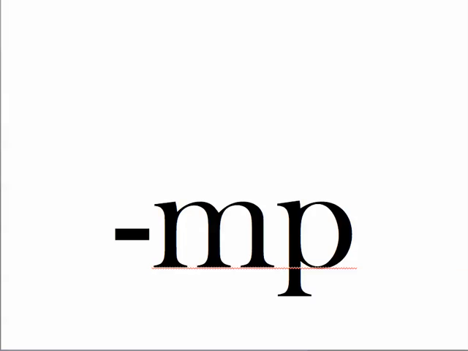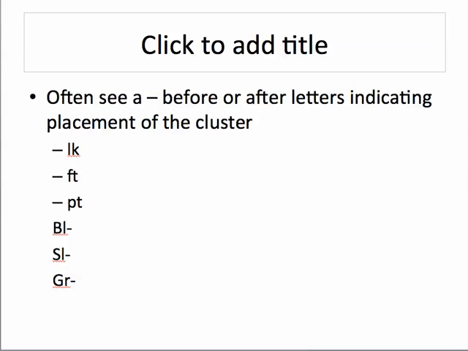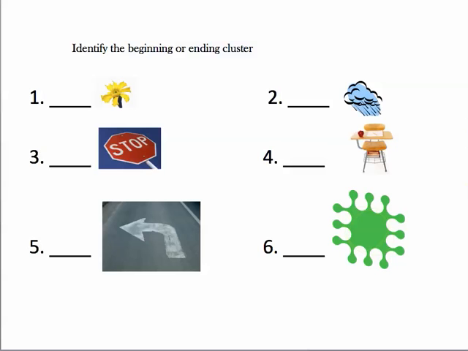An ending blend: mp, sk, sp. Another ending blend: ulk, ult. Often you see a hyphen before or after letters indicating placement of the blend or cluster. The ulk, the ft, and the pt are often ending blends, where the bl, the sl, and the gr are often beginning blends. A little review. Let's identify the beginning blend or cluster.